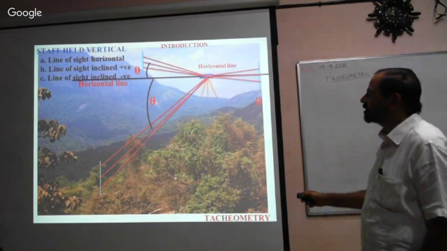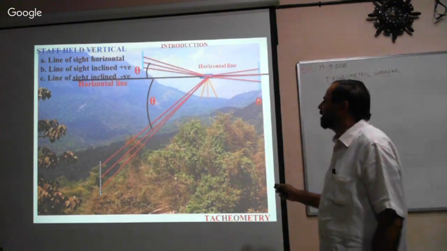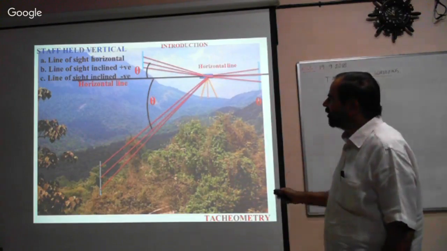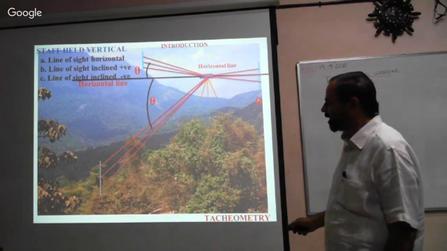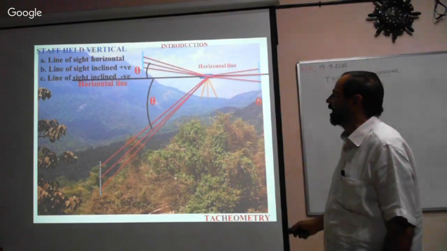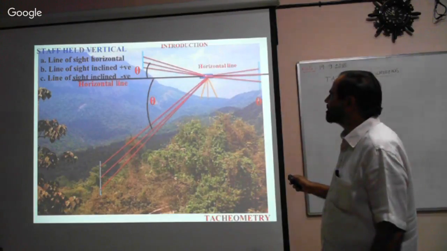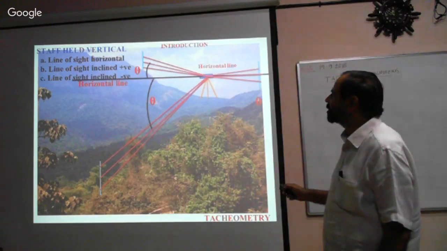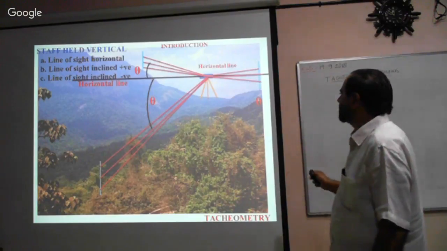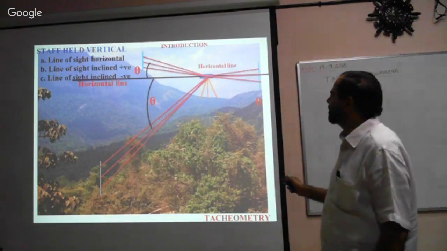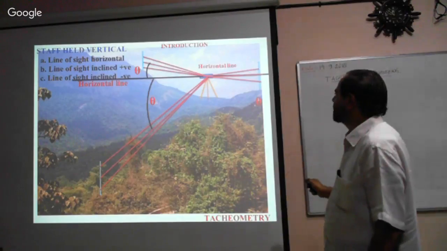Now these three situations may come across from one station. So here also we will measure the vertical angle, and the top, middle, and bottom hair readings. To calculate the horizontal distance from the instrument station to the location, and also to find the elevation, we need this information. If we know these three readings, then the horizontal distance can be computed.